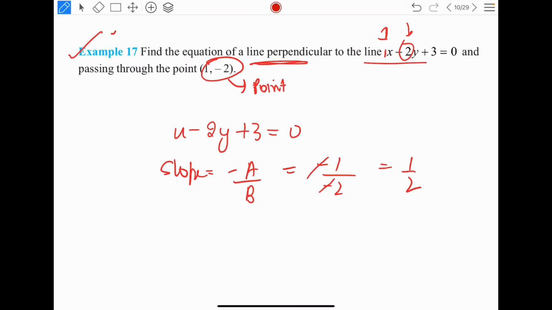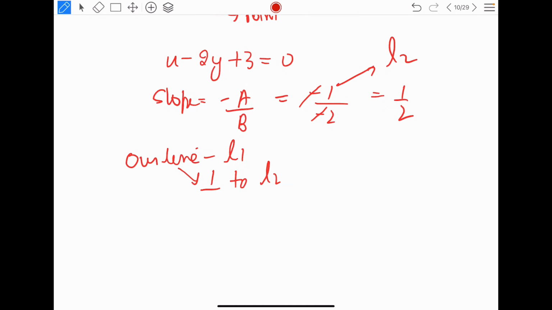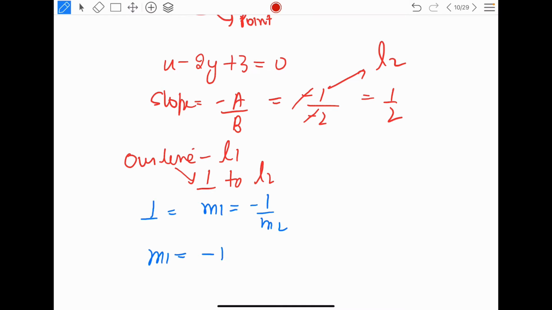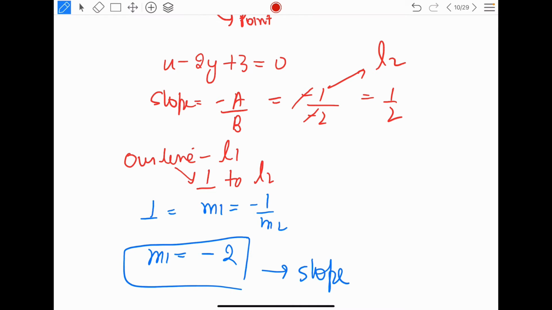Slope of this line. Let's call it L2. The line we want to find, L1, is perpendicular to this, and you already know for perpendicular lines the condition m1 is equal to minus 1 upon m2. So the slope of the required line is minus of 1 upon 1 by 2, which is minus 2. The reciprocal of 1 by 2 is 2, so minus 2. This is the slope of your required line.